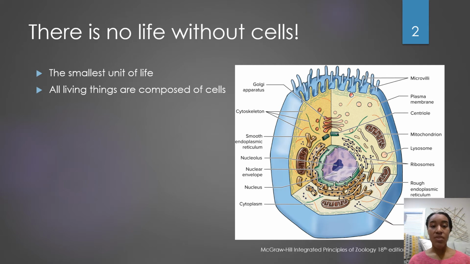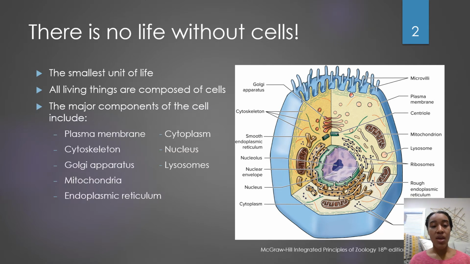So the cell. The cell is the smallest unit of life, and all living things are composed of cells. There are some major components that make up a cell, and this includes the plasma membrane, the cytoskeleton, the Golgi apparatus, the mitochondria, the endoplasmic reticulum, the cytoplasm, the nucleus, and lysosomes. And we'll talk about each of these components in the next couple slides in more detail.